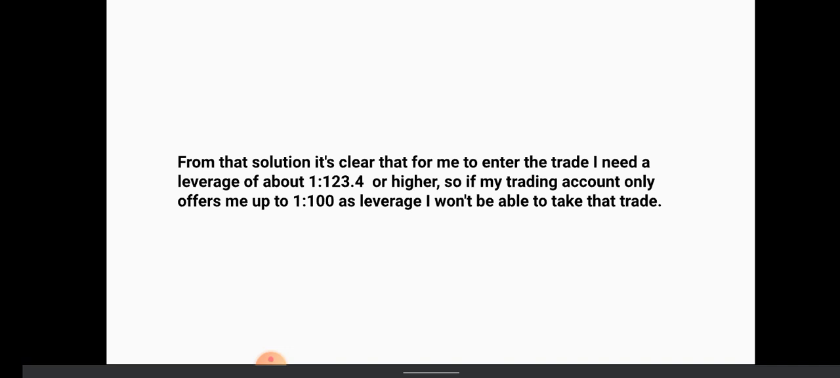But what if my broker gives me a leverage up to 1:150? Sure, I'll be able to enter. 1:200? Sure. Anything higher than this, or exactly this, is what will be able to put me in that trade. But anything lesser than that, I won't be able to enter that trade.